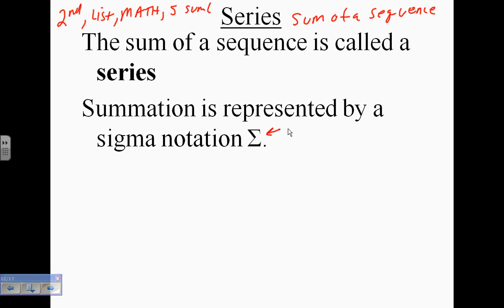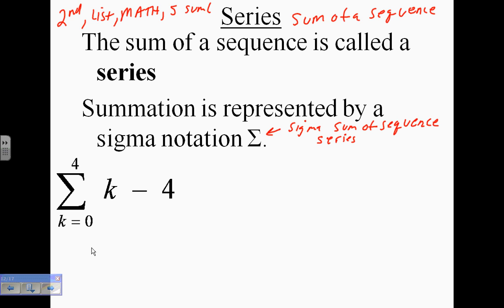Sigma is a Greek letter that means find the sum of a sequence, which is known as a series. Okay? Lots of series out there. I'll go over a couple of them today. This is your equation. This is your lower bound. This is your upper bound.